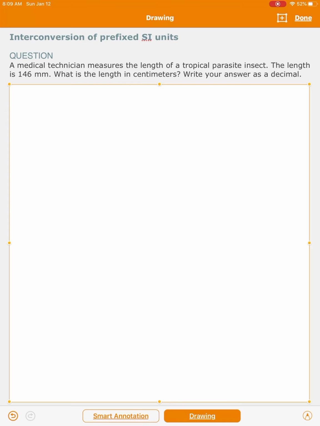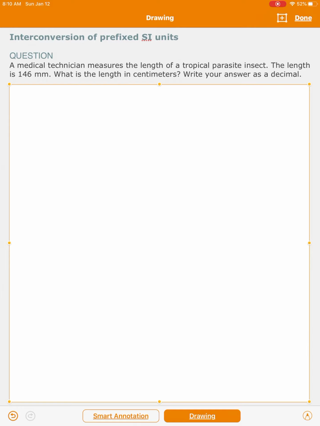So one of the things you have to get used to when you do these types of problems is that there are really three things you're looking at in what we call measurements. This is the measurement of length. How long is something? How long is this insect? So there's the number 146. And then there's the prefix, which is, in this particular problem, milli, or centi, because you're doing a conversion from milli to centi. And then there's the actual unit, which is meters. So that's the base unit is the meter.